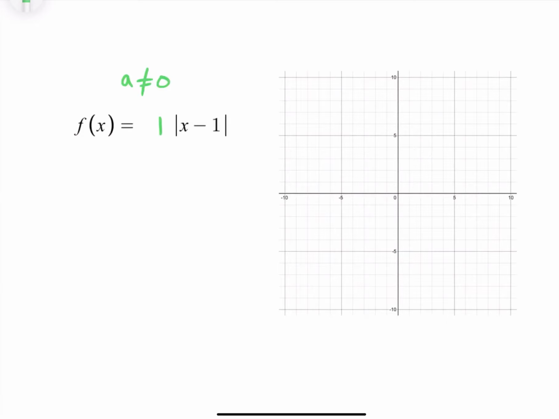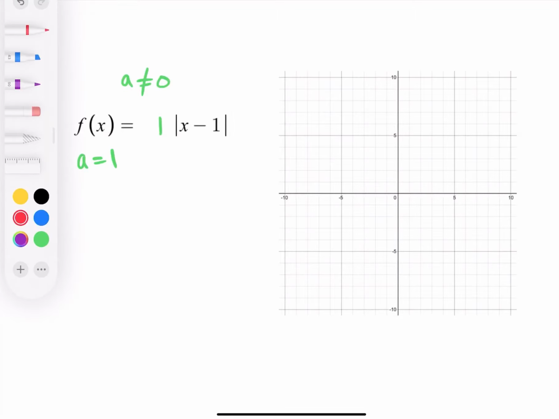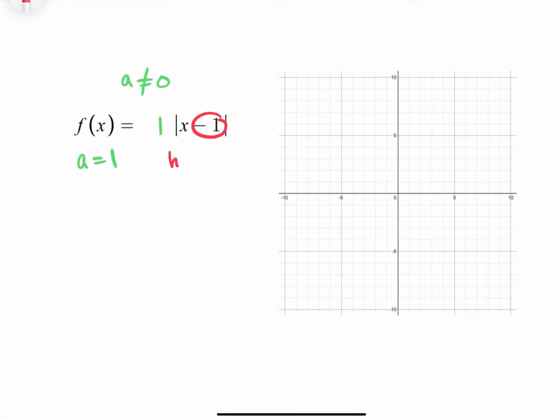All right, so with this in mind, there's no vertical stretch. There's no reflection over the x-axis because even though we're missing that a value, there is a 1 there. So keep that in mind. So a is equal to 1 in this particular case. We do have an h value. The h value, again, is not negative 1, but positive 1. Very good. And then we also have our k value. We're missing that k value. Well, that k value is 0 in this case because we could add 0 and it still looks the same. So k is equal to 0.